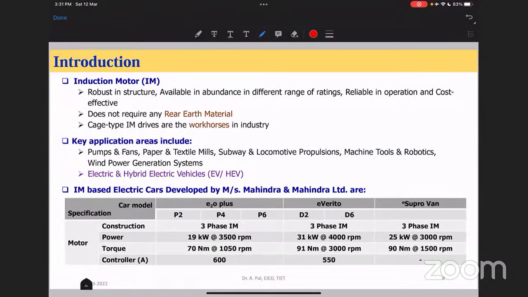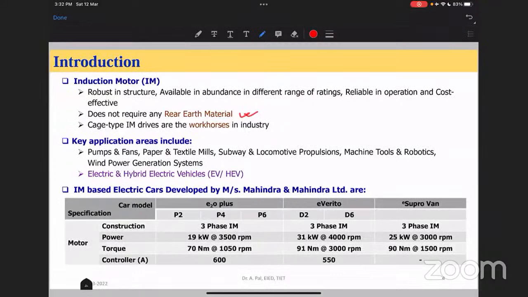So first, why do we consider the induction motor instead of other motors? Because if we look into the structure, the induction motor is very reliable. It is rigid in structure. It is cost effective, because the squirrel cage induction motor is widely used and its cost is very low compared to other machines like DC machines, or permanent magnet synchronous machines. Moreover, the induction motor does not require any rare earth material. So that is one of the advantages of induction motors.